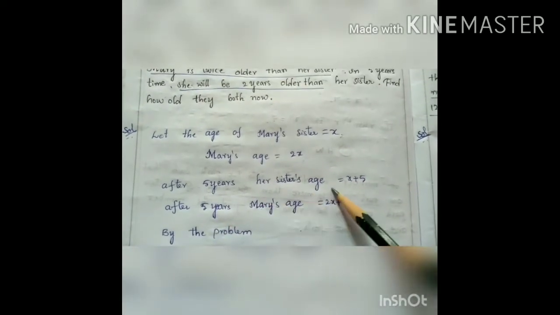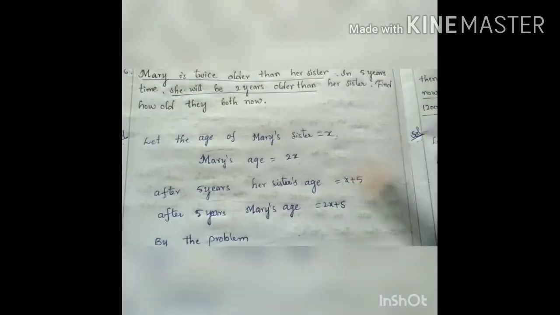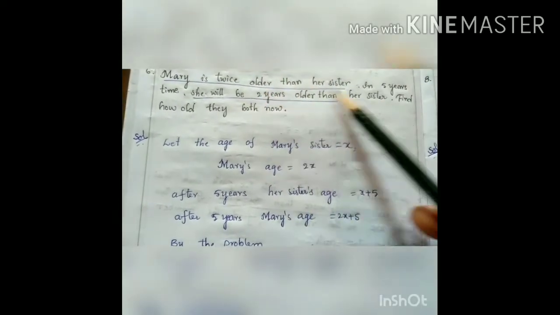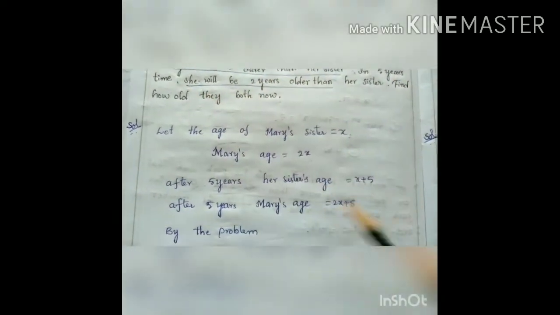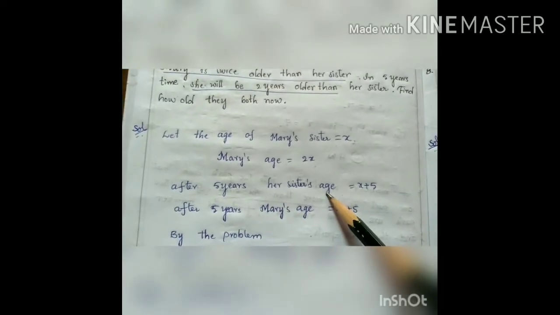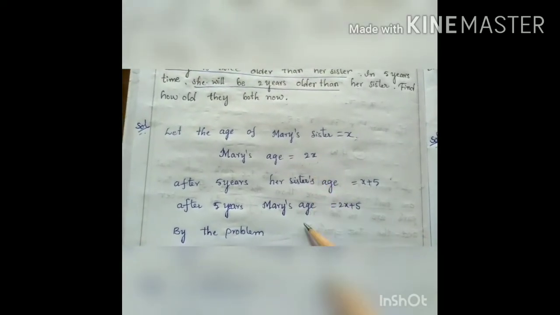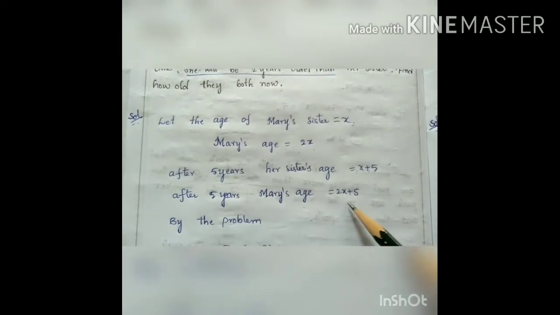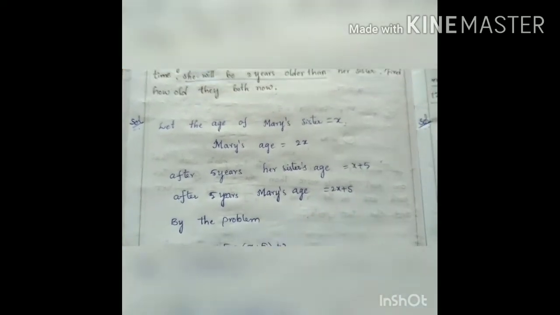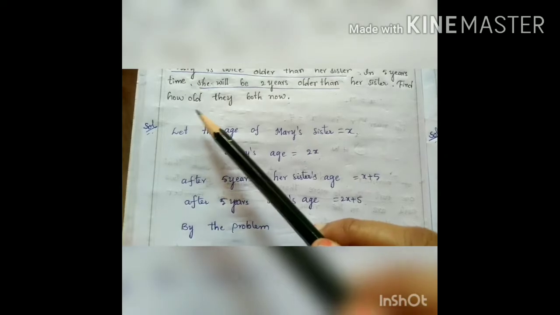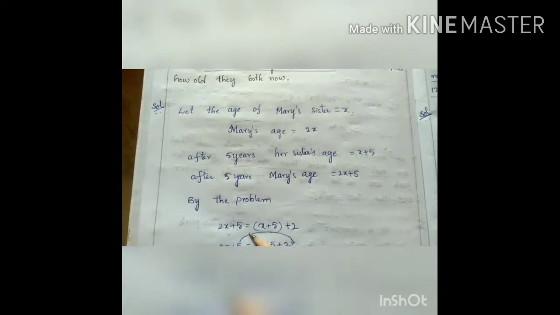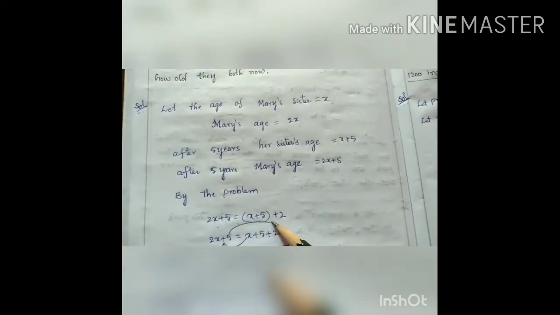After 5 years, her sister's age is x plus 5, and after 5 years Mary's age is 2x plus 5. By the problem, we find how old they both are now. So 2x plus 5 equals x plus 5 plus 2.